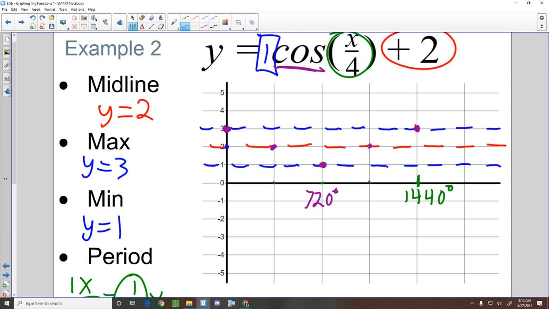Same thing right there. If you want to put in values, this would be 360, and this is 1080. And so you see how the cosine starts at the max, goes to the midline, then the minimum, then the midline, then the maximum again. Then it can just repeat that pattern over and over and over again.